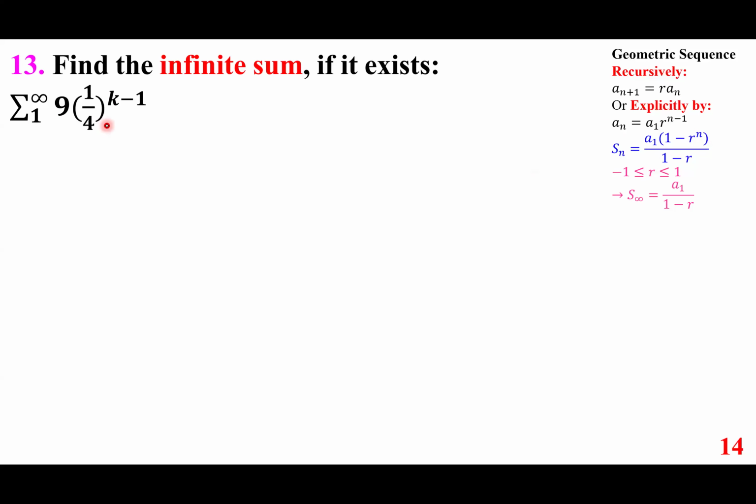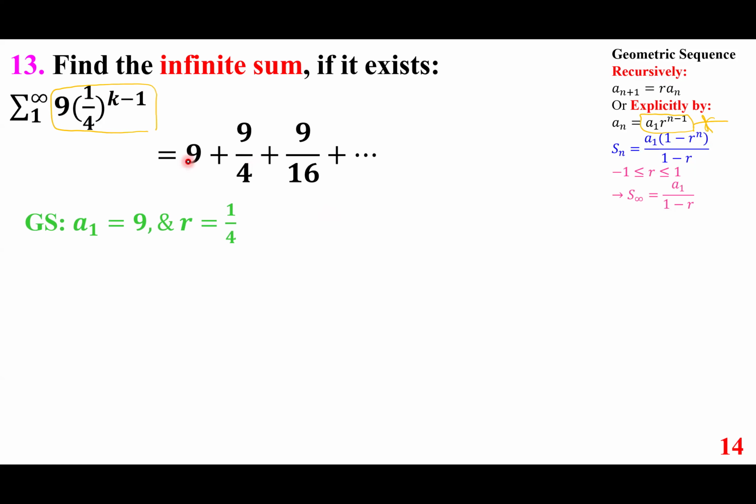But let's write it. If I put k equals 1, 1 minus 1 is 0, 1/4 to the power of 0 is 1, so we get 9. If I put 2, 2 minus 1 is 1, 1/4 times 9, which is 9/4. And the next one is 9 over 16. Again, it's really good practice to write out a few terms, or just compare, and you can see that a sub 1 is 9 and r is 1/4, or divide this one by this. And that's what we need.